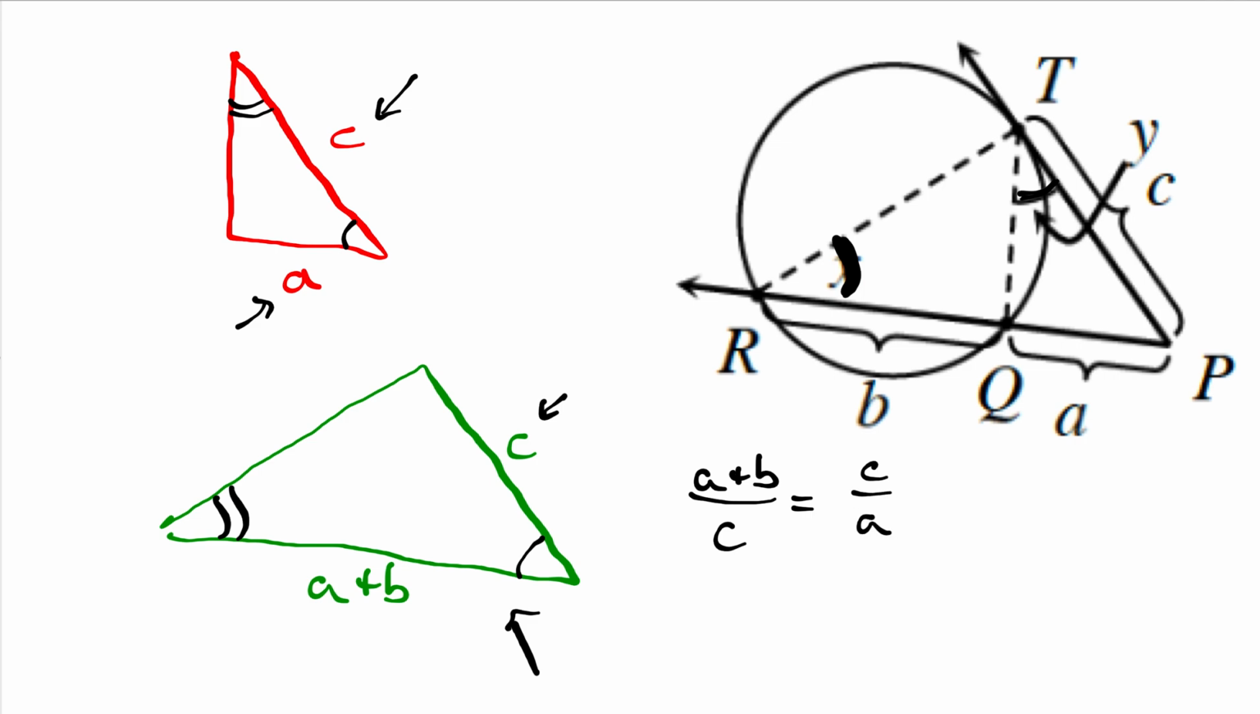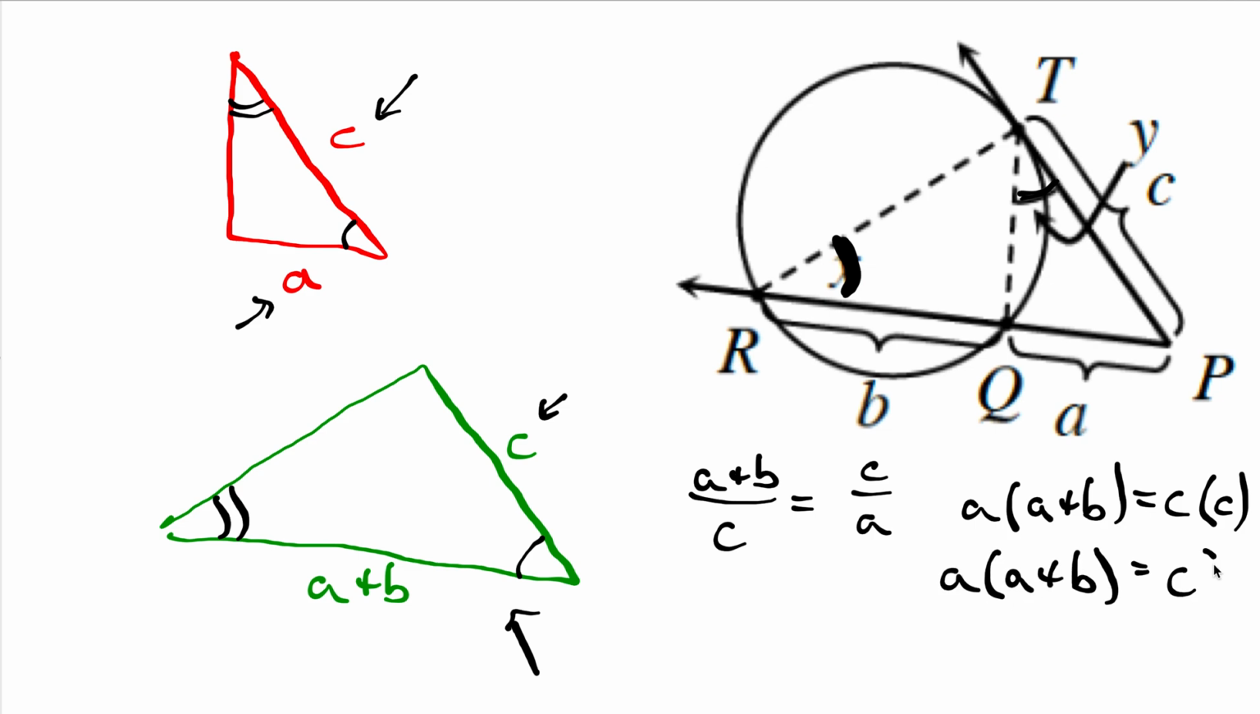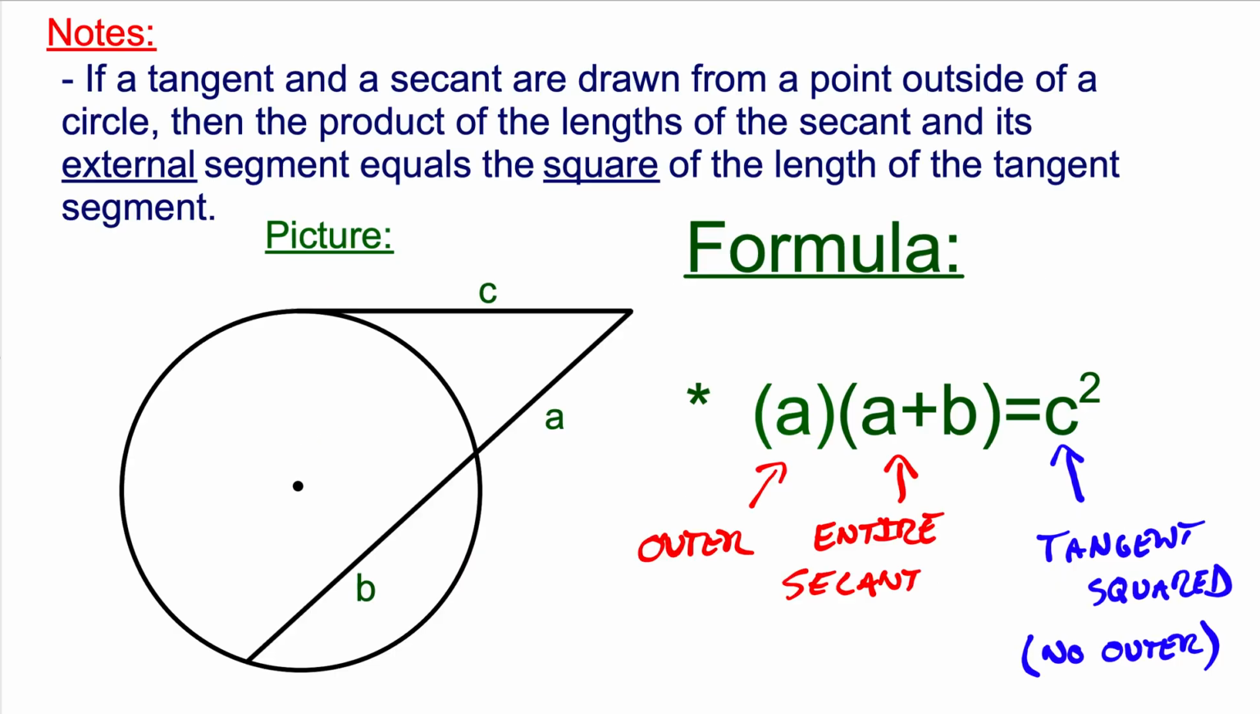And now if I cross multiply, A times A plus B equals C times C. So A times A plus B must equal C squared. And that is the secant and the tangent. So it's the outer times the entire. I've heard that before. That's the secant part. And now, because there's no outer and entire, I just take the entire times itself.